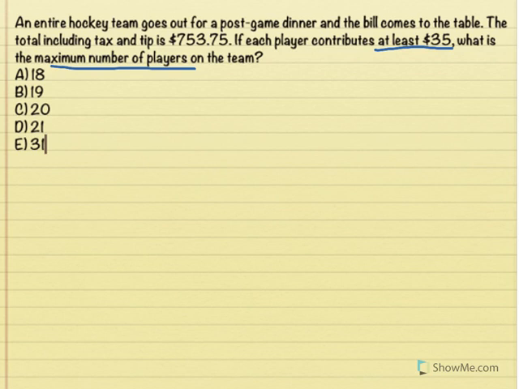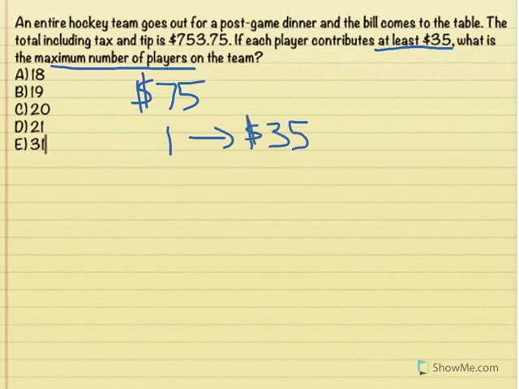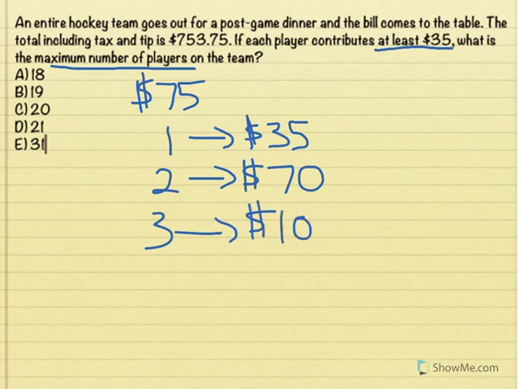Let's go with a very simple example and say that the bill was actually $75. Now, if there was one player on the team, we know they're paying at least $35. If there's two players on the team, we know they're paying at least $70. I'm just multiplying by 35. And if there are a max of 3, we know they're paying at least 105, because that's another 35 on top of here. Well, we know that 105 is greater than 75, and we're not going to pay more than 75, so it can't be 3.